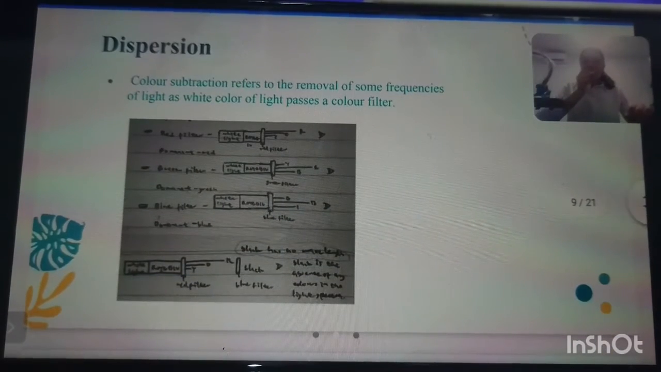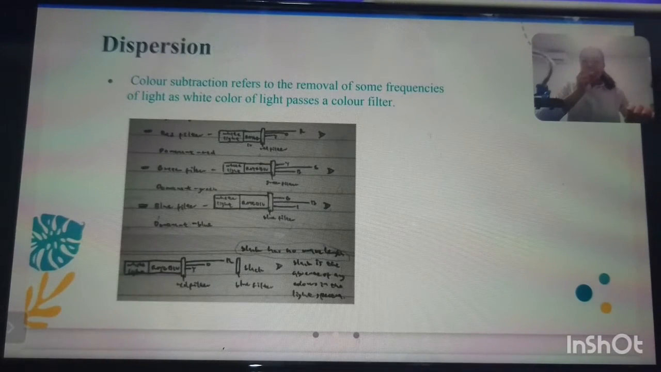Color subtraction refers to the removal of some frequencies of light as white light passes a color filter. So when the white light passes the red filter, we will have red, orange, and yellow. The rest of the colors will be cancelled. For green filter, we will have green, yellow, and blue. And finally, for blue filter, we will have blue, indigo, and green, and the rest will be cancelled.